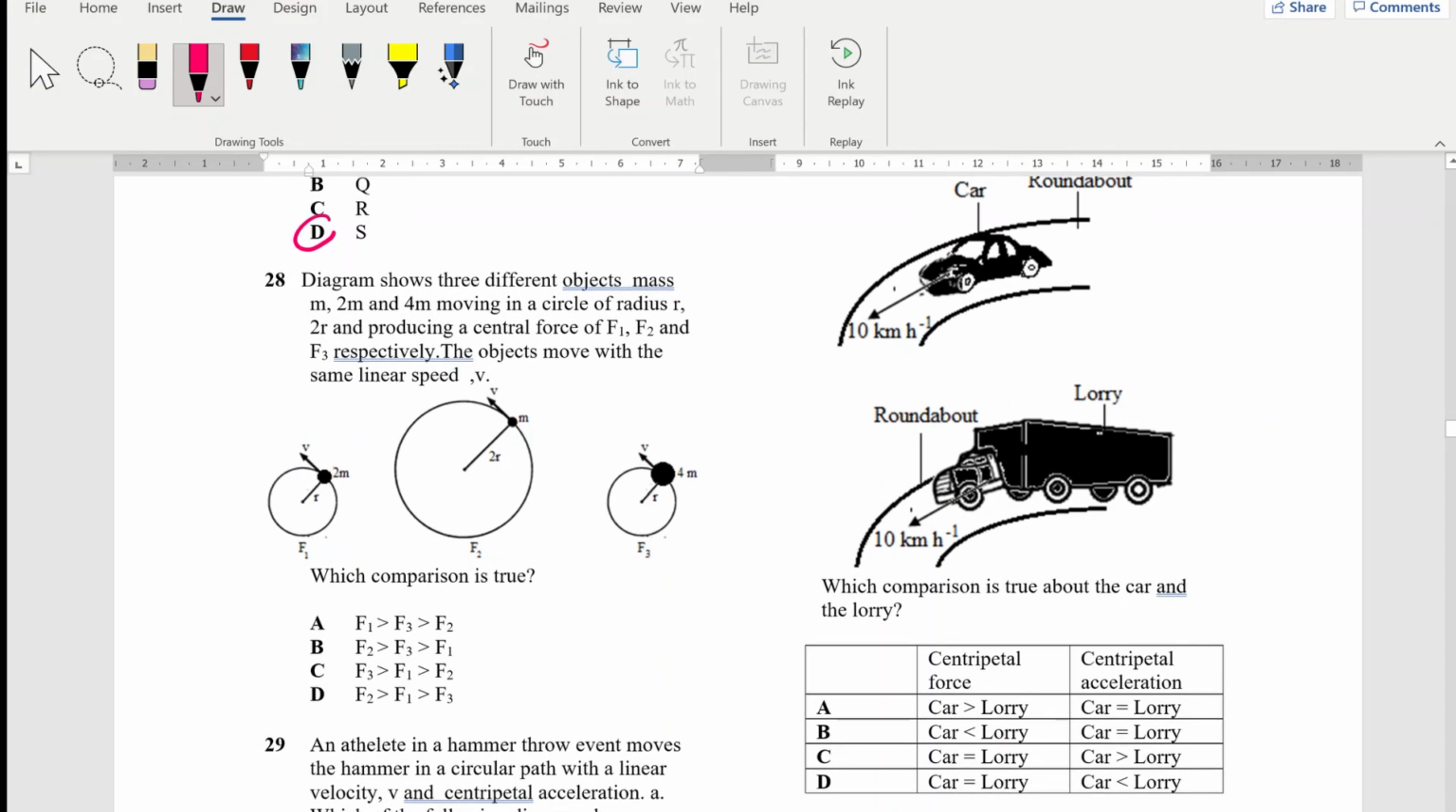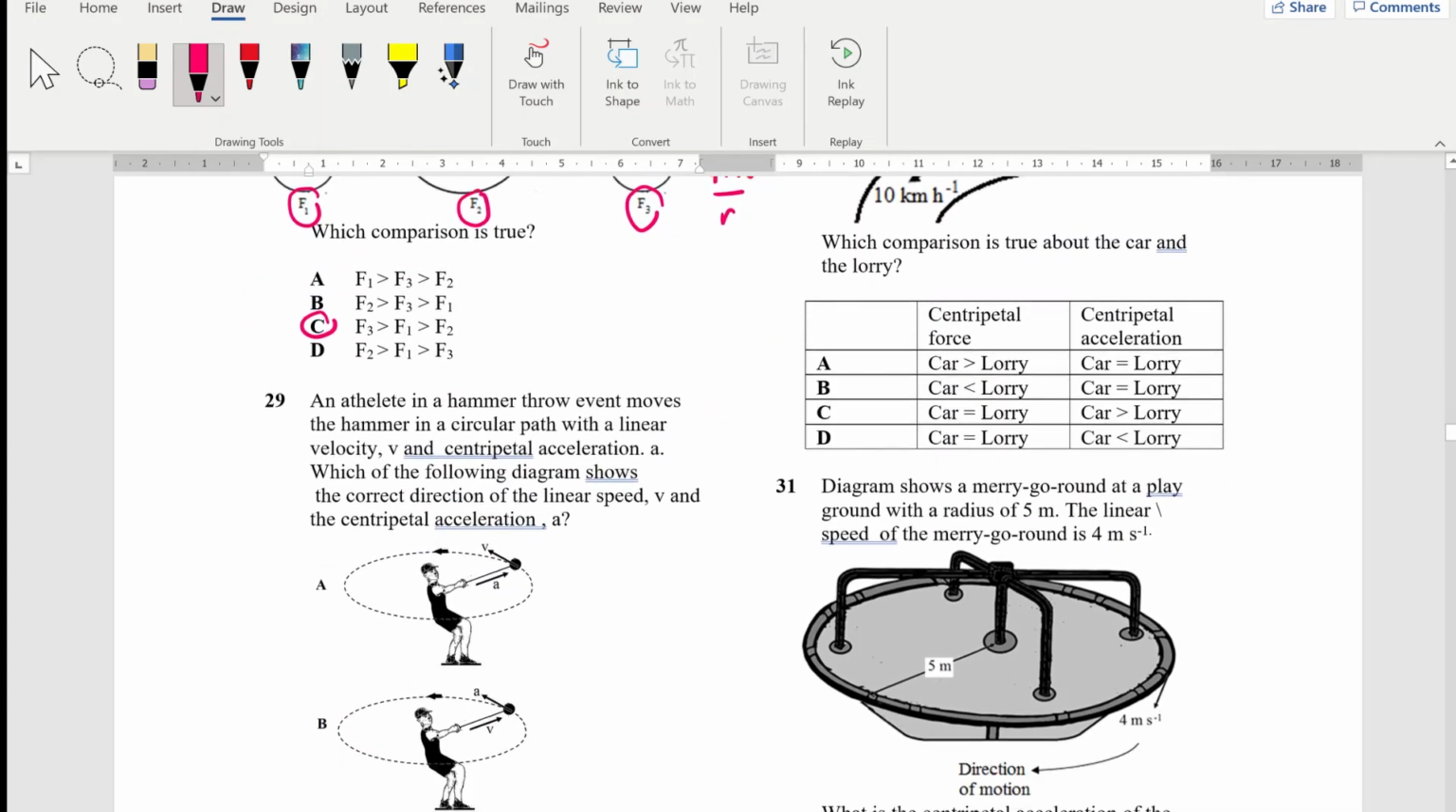Okay, again, kita kira lah. So, yang ni 2m v squared over r. This one, m v squared over 2r. This one, 4m v squared over r. So, the biggest would be f3, followed by f1, and then the smallest would be f2, sebab dia half je over 2. So, the answer is cicak.